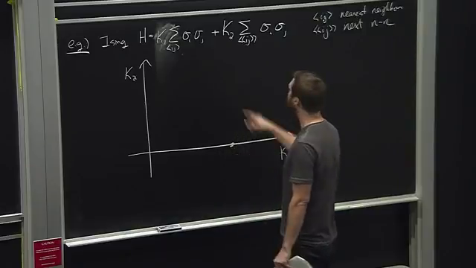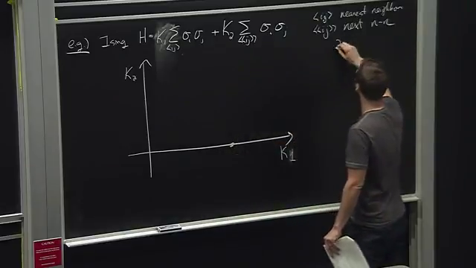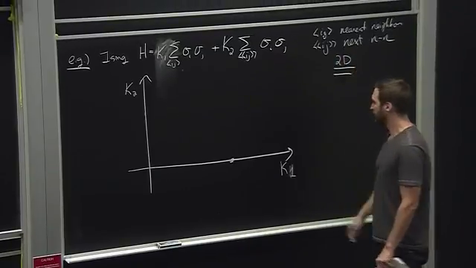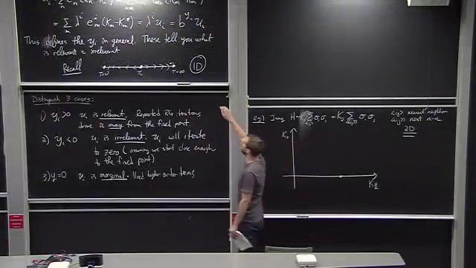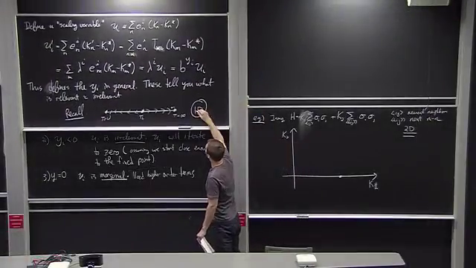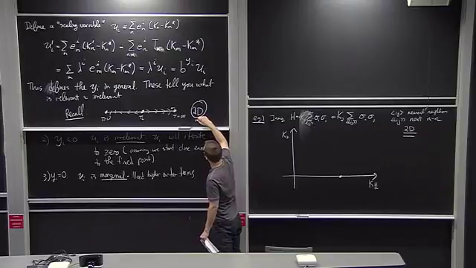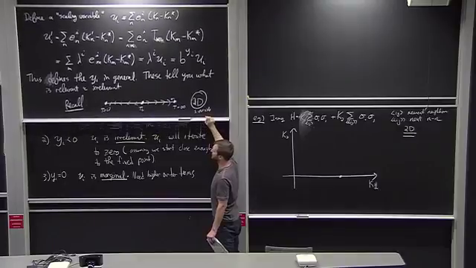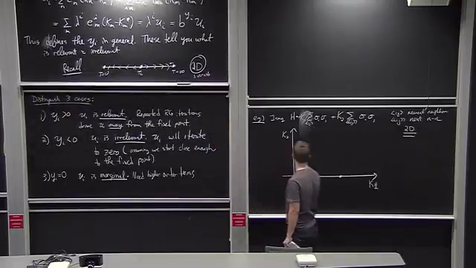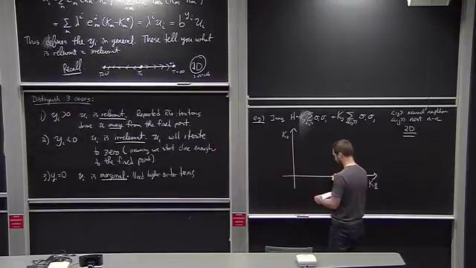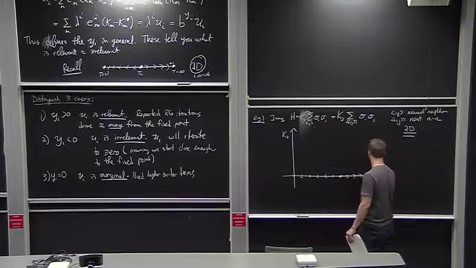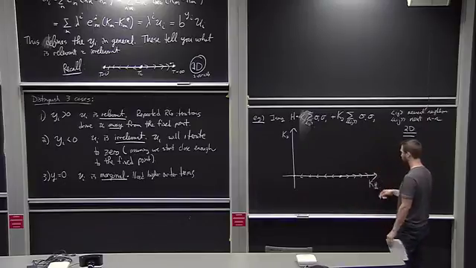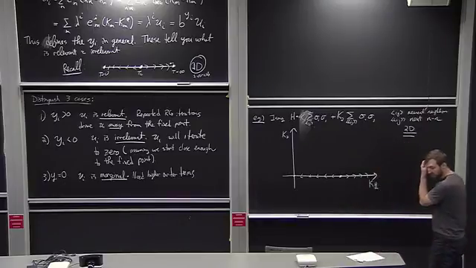So if you just had K1, which is the nearest neighbor, this is 2D. Then you would have the same pictures I drew right there. Oh, sorry, that was 2D, not 1D. That's 2D, one variable. D is a spatial dimension here. So you have this on the axis. So you have two trivial fixed points. One's at K1 equals infinity.